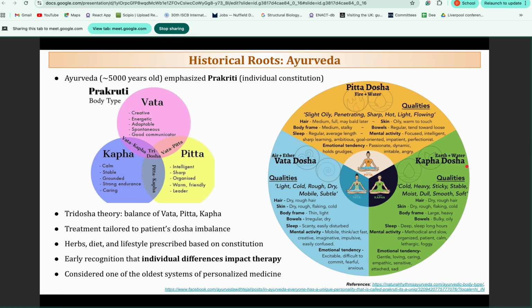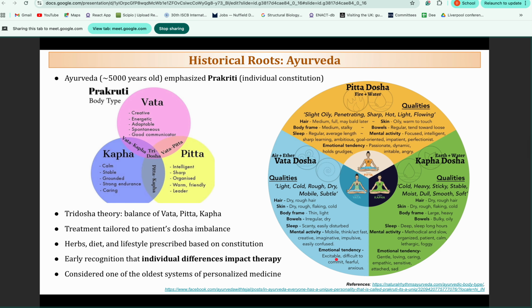Then in Kapha, we have the combination of earth and water, and the qualities are cold, heavy, sticky, stable, moist, dull, smooth, soft, and these are some of the body characteristics. And then in Vata dosha, this is the combination of air and ether, and the qualities are light, cold, rough, dry, mobile, and subtle. If you're interested, you can go through these body types.